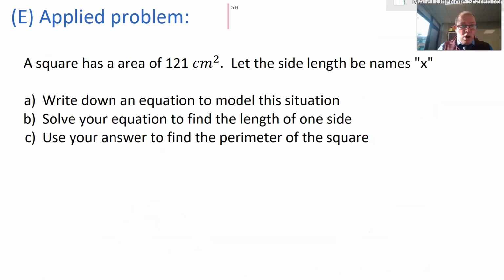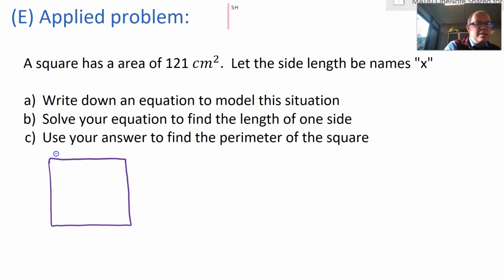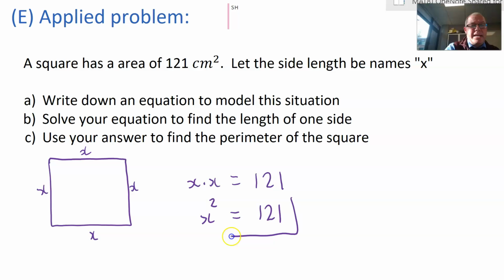And finally, a word problem. So a square has an area of 121 centimeters. Let the side length name be x. Always draw a picture. So here's a square and there's x. Write down an equation. So that's x, they're all x because it's a square. So the area of a square is length times length, or width times width. So x times x equals 121. And a nicer way of writing x times x is, of course, x squared. So there's my answer to part A.